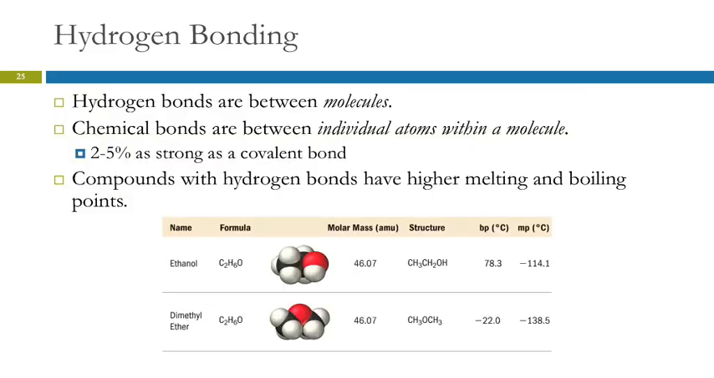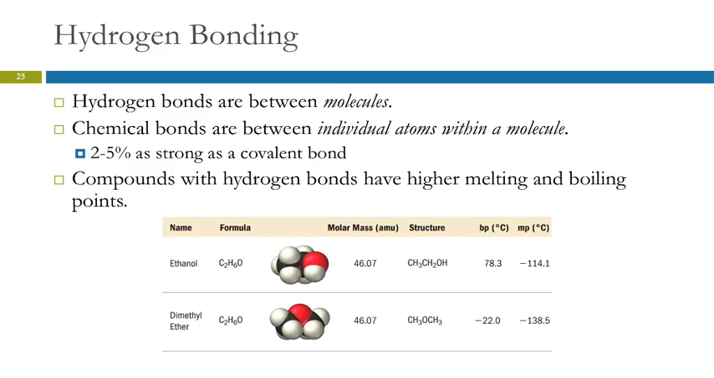So, important points. Hydrogen bonds are between molecules. Chemical bonds are within a molecule. Those are between individual atoms within a molecule. This point should probably be up here. This is referring to hydrogen bonds. Hydrogen bonds are only about 2 to 5% as strong as a covalent bond. So they're much weaker, but they're just bigger than the dipole-dipole forces.